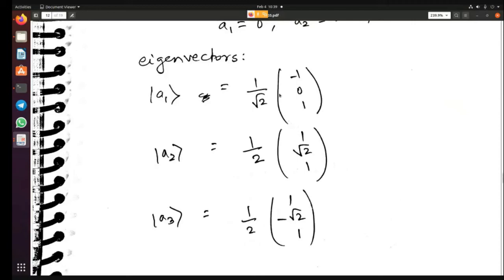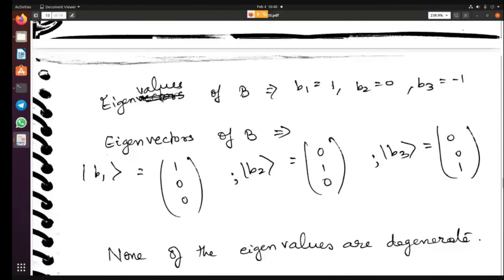Okay. Remember that these are normalized eigenvectors. So we have normalized them. Similarly, for eigenvalues of B, the eigenvalues are 1, 0, and -1, and eigenvectors are these three column vectors.